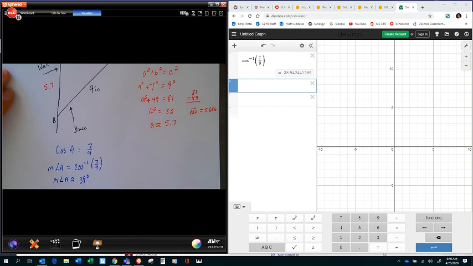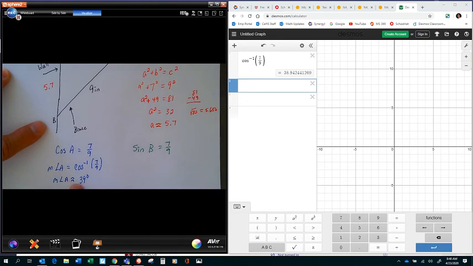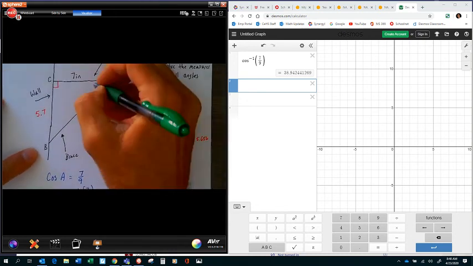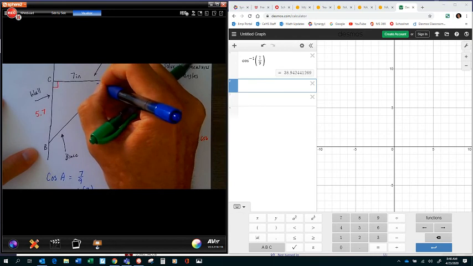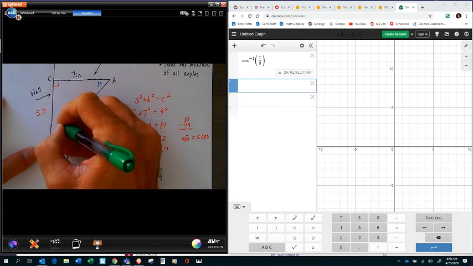Now I could do the same thing if I wanted to try the sine. If I do the sine, I'd have to use angle B now because I've got the opposite. So the sine of angle B equals 7/9. Okay? But if we know this is 39 degrees, all I need to do is add 90 plus 39 degrees to get 129 and subtract that from 180 to find out that the third angle is going to be 51 degrees.